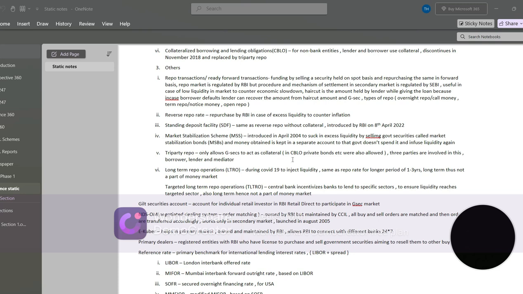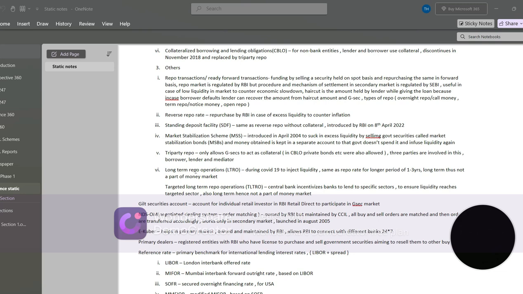This only allows GSECs to act as collateral. This came as a replacement for CBLO, and in CBLO private bonds etc. were also allowed, but here only GSECs are allowed, and there are three parties involved in this: borrower, lender, and mediator. The last is long-term repo operations and targeted long-term repo operations.